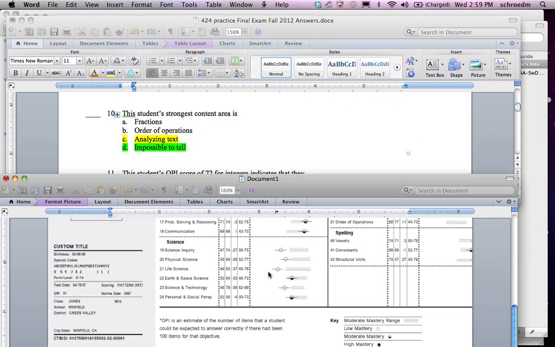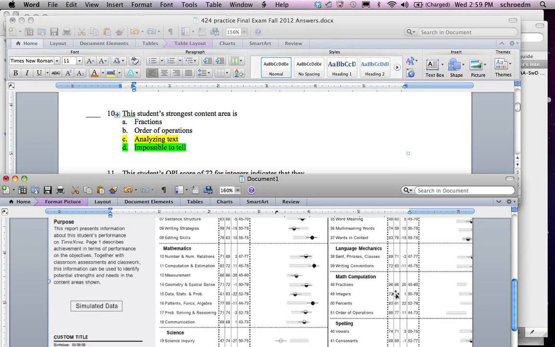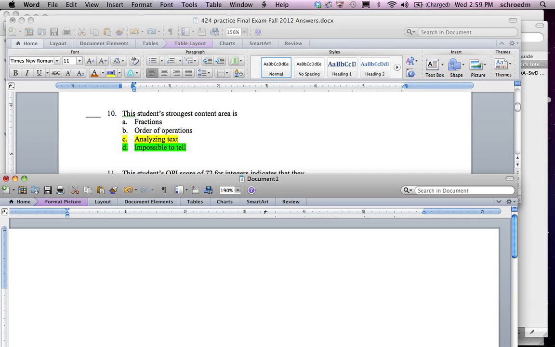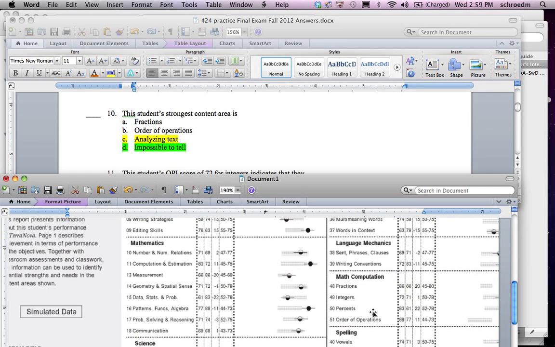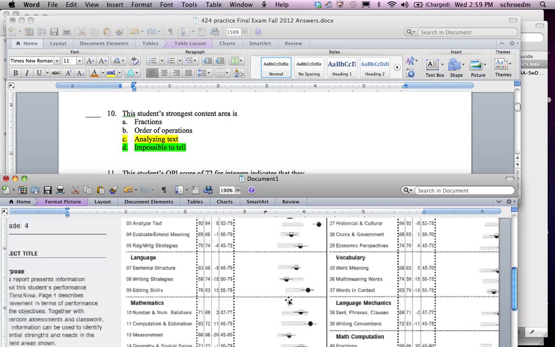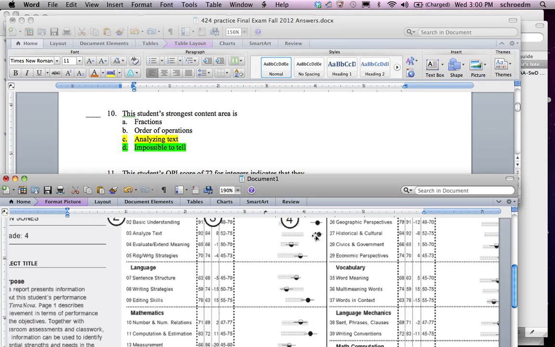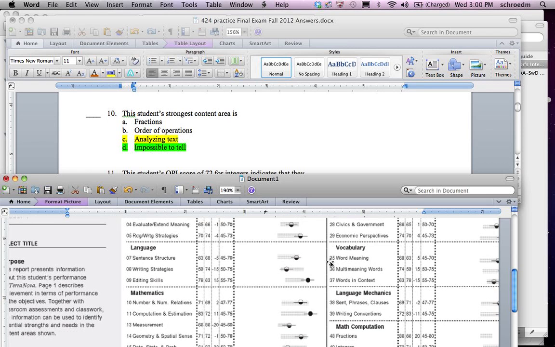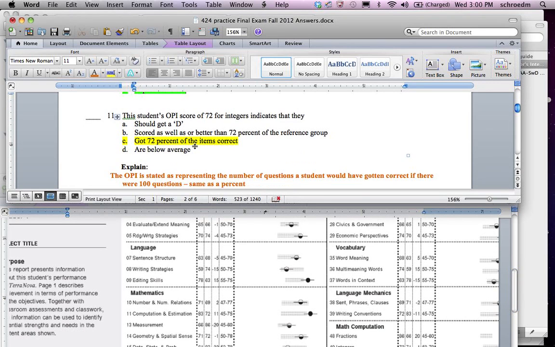Student's strongest content area, if we look at all the different content areas, fractions are over here. They have a score of 96. If we look at math computation, 96 or 86, I can't read that. Let me take a second. That looks like an 86. Order of operations, 88. And then analyzing text is up at 92. So you could say that analyzing text is the strongest. However, because of the error bars around their mastery, all those error bars overlap, so you could also say impossible to tell, and I would probably accept that. I would accept that answer.